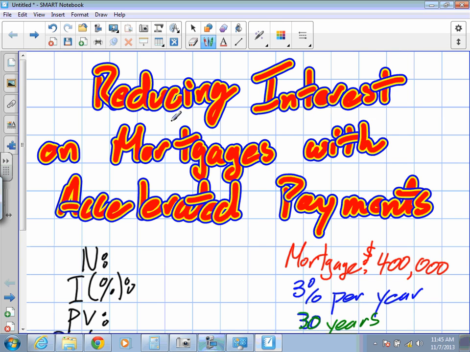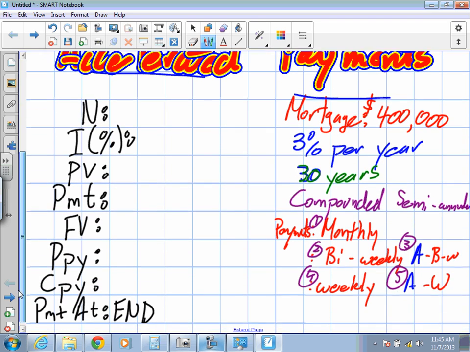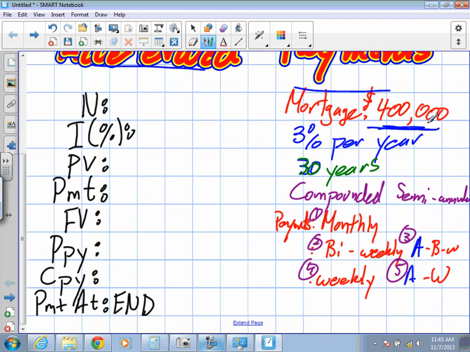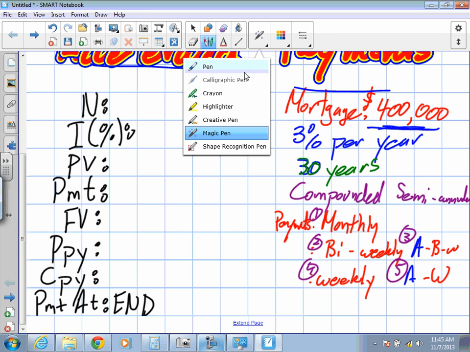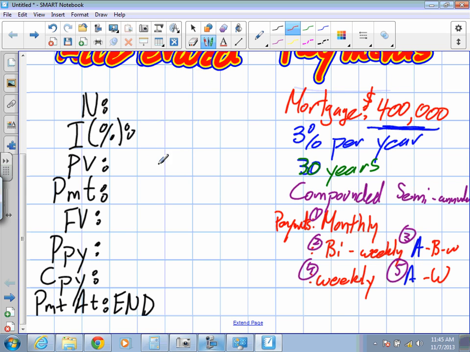So we're going to go over reducing interest on a mortgage, Ricardo, with accelerated payments. Okay. So a lot of the information has already been given to us. We have a mortgage for $400,000. No down payment. We'll just say you made a down payment and now this is your mortgage. So your mortgage goes under PV.